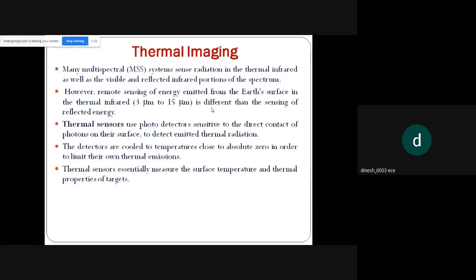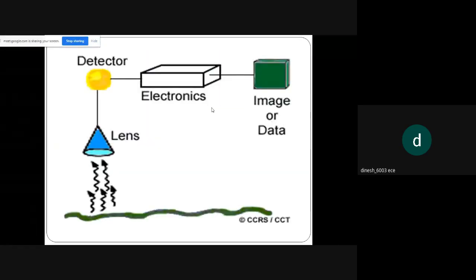The thermal scanners essentially measure the surface temperature and thermal properties of the targets. So this is an example of that. A detector is there that senses the data through the lens, and what it detects is what is present on the Earth's surface. So all the radiations are being absorbed by the lens, and depending upon the detector, it transfers the information to the electronics and then to the image or data, which is recorded there.